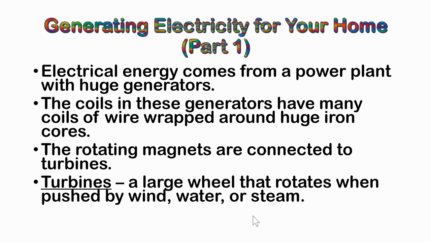So in our homes, electrical energy comes from a power plant with huge generators, just like the generator I explained to you. Okay, they're bigger and more industrial, but that's what they use. The coils in these generators have many coils of wire wrapped around a huge iron core. Remember, the more coils you have, the stronger the magnet will be, the more turns you have. The rotating magnets are connected to turbines, and we're going to see a picture of a turbine next, okay? A turbine is a large wheel that rotates when pushed by wind, water, or steam.